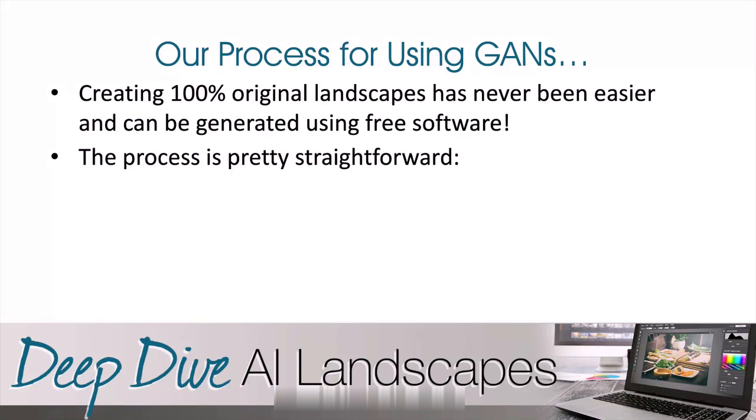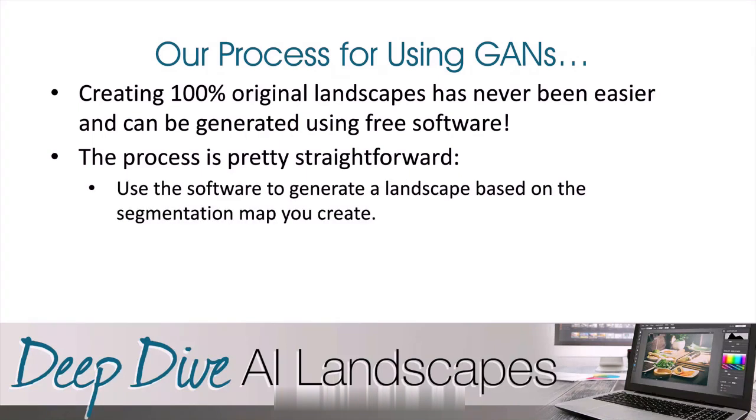And so the creation process is pretty straightforward. First of all, you use the software to generate a landscape based on the segmentation map that you create. And that segmentation map is basically a fancy word for a very basic drawing using different colors that represent a certain type of photograph. So like there might be a green that represents grass, a blue that represents sky, that kind of thing.